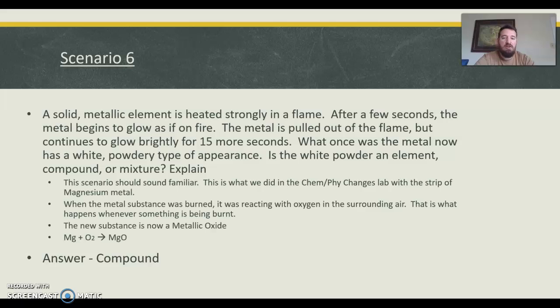What happens when you light anything on fire, because fire needs oxygen, is that substance, in this case magnesium, chemically reacting with oxygen in the air. So what you will see, by looking at this formula, is we will have our metal, in this case I'm going to say magnesium, reacting with oxygen, and it is going to produce a new substance, magnesium oxide. Now magnesium oxide has more than one type of atom or element present. It is chemically combined together, so we know that it is a compound.